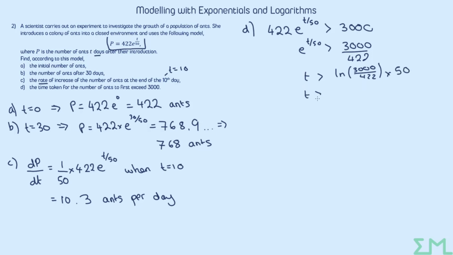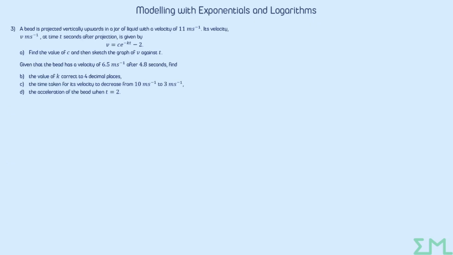Let's see what we get for that. So we get 98.068. We need t to be larger than this, so therefore it takes 99 days for the number of ants to exceed 3,000. All right. Question 3.